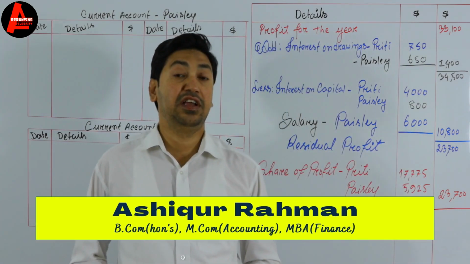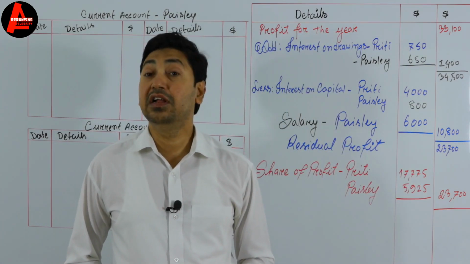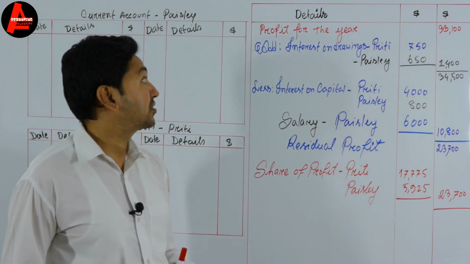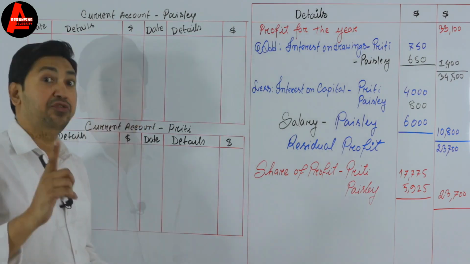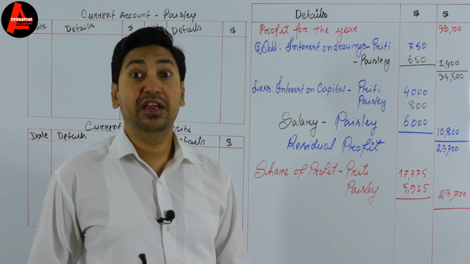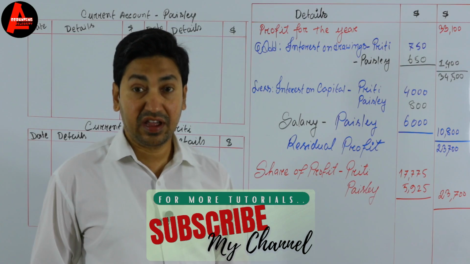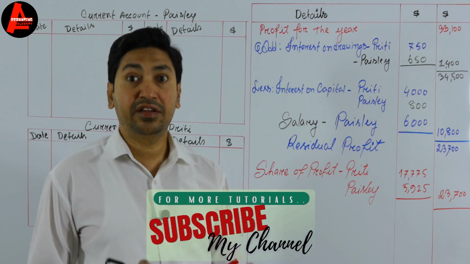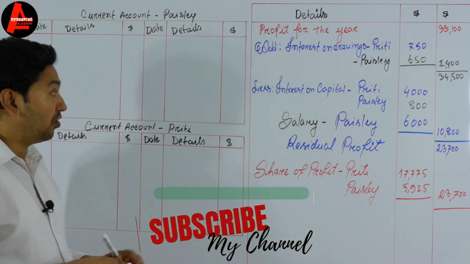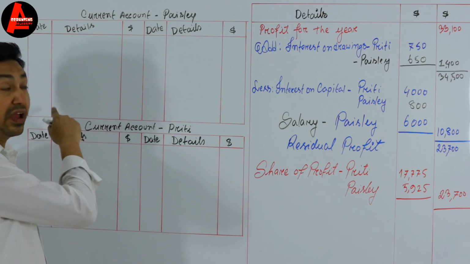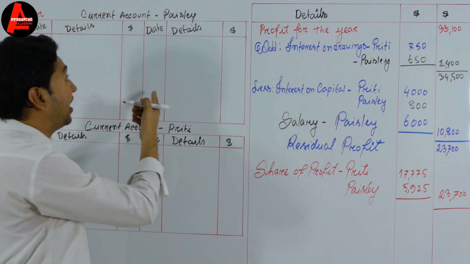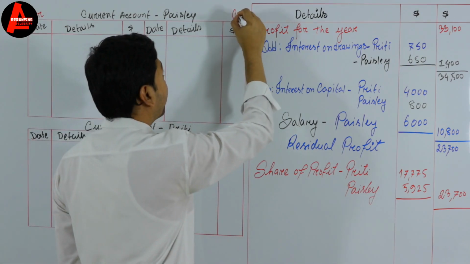Here in the question we are required to prepare the current account for Paisley, but I'll show you for both partners, Preeti and Paisley, okay? Remember, on the debit side you have to write drawings and interest on drawings, and all other items appear on the credit side. Already you know this side, date, detail and dollar, we call debit columns, and this date, detail and dollar we call credit columns.